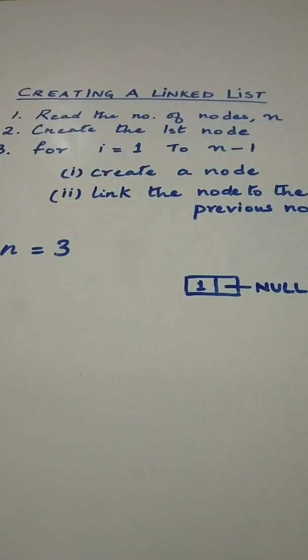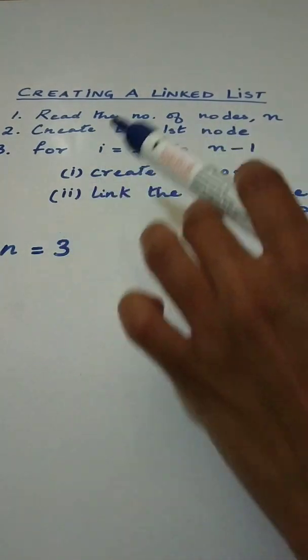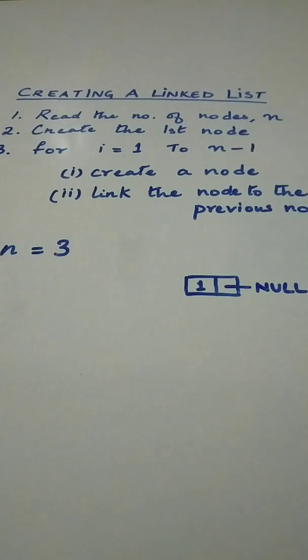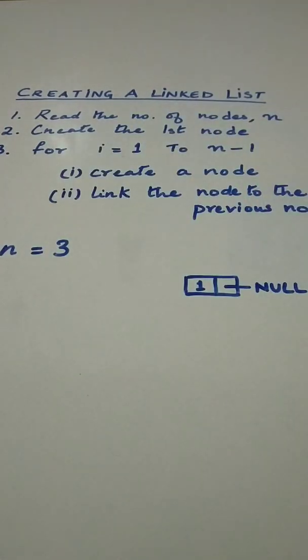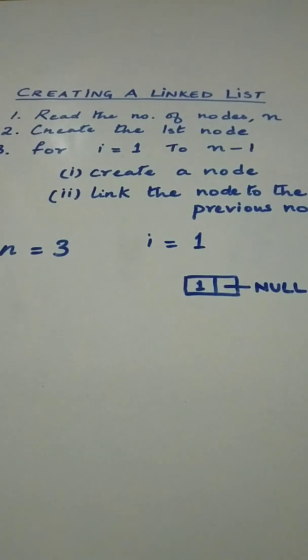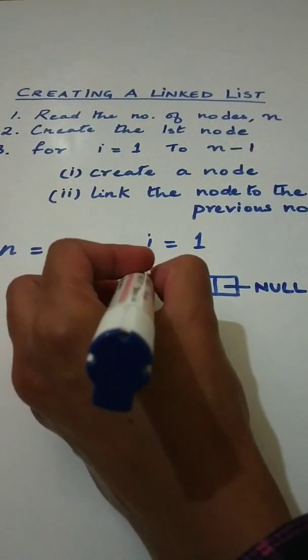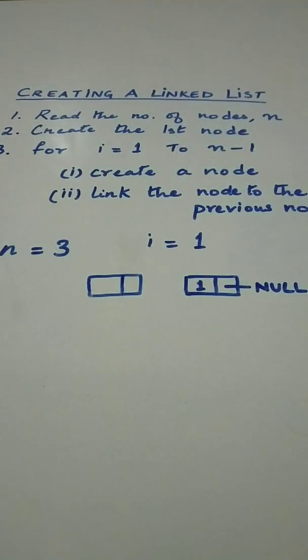Then for i equal to 1 up to n minus 1. Since n is 3, n minus 1 will be 2. So I will take the values 1 and 2. So when the value of i is 1, I will create a node. Just create a node using malloc, and take in the value for that node. So let's say I take in a value 2.